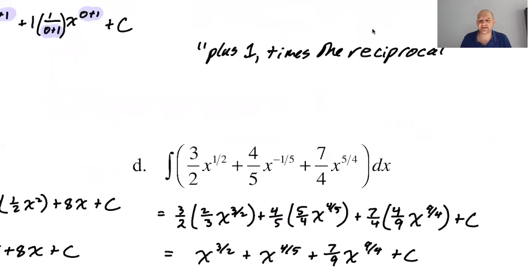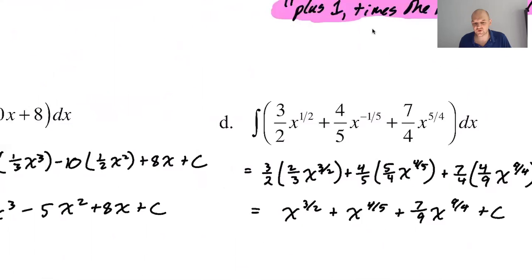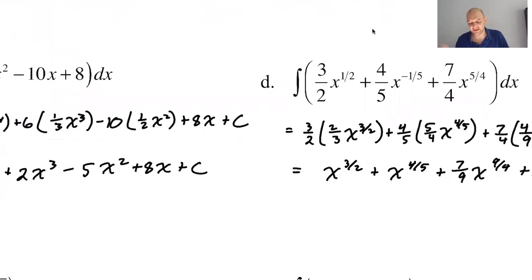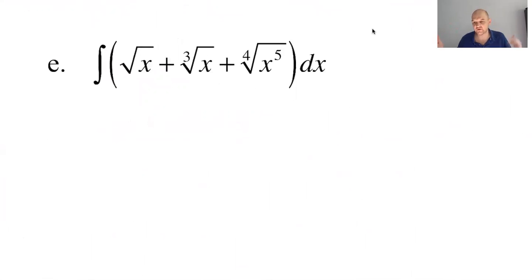Plus 1 times the reciprocal. Can't really stress it enough. Let's highlight it the first time. Plus 1 times the reciprocal. We're going to do that. And you just ignore constant multiples if they're in the way. If you can combine them quickly, do it. If not, pull them out and work with it.